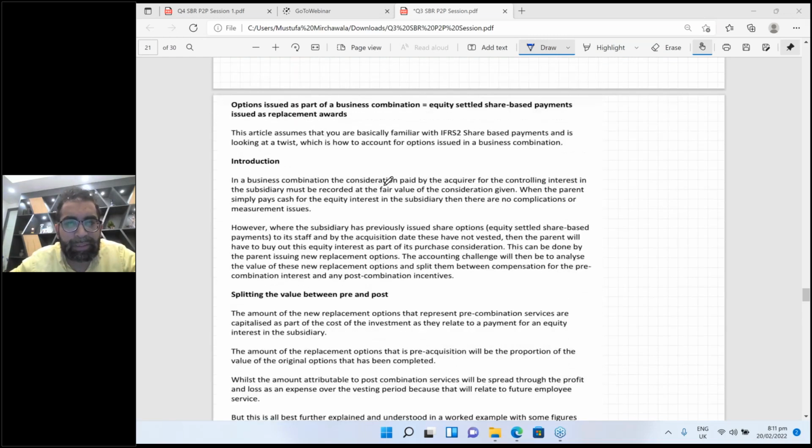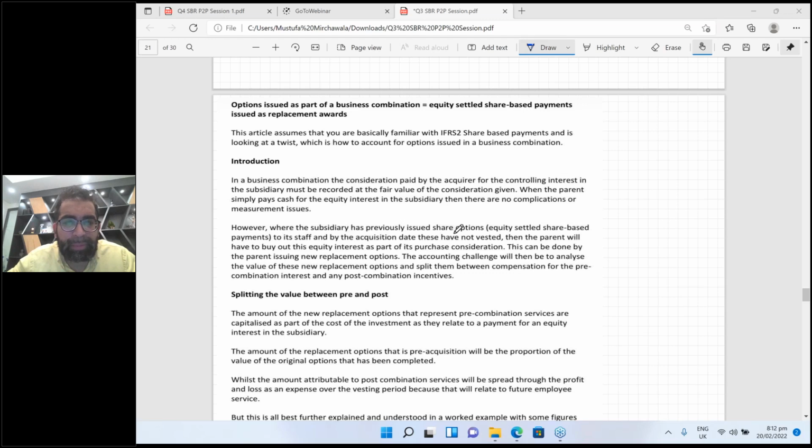Introduction. In a business combination, the consideration paid by the acquirer for the controlling interest in the subsidiary must be recorded at the fair value of consideration given. Yes, we all know in IFRS 3 business combination, we record all consideration at fair value, right? When the parent simply pays cash for the equity interest, there are no complications. Yes, when you give cash, cash is always at its own fair value. So the first paragraph is general discussion.